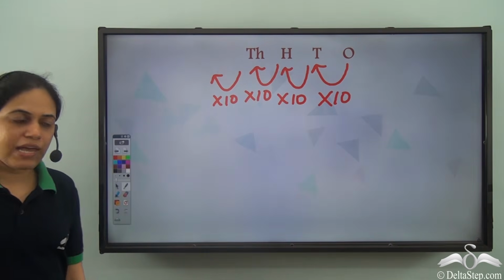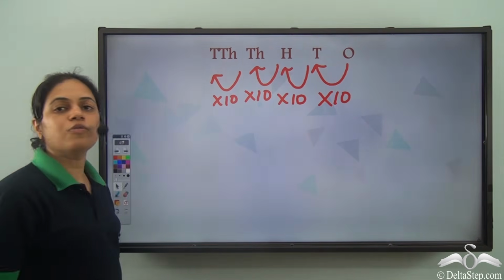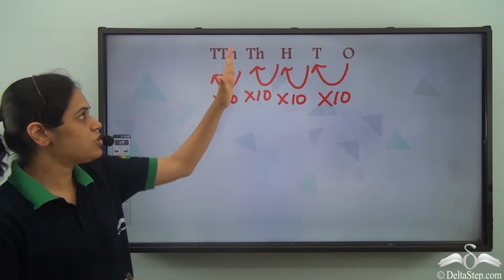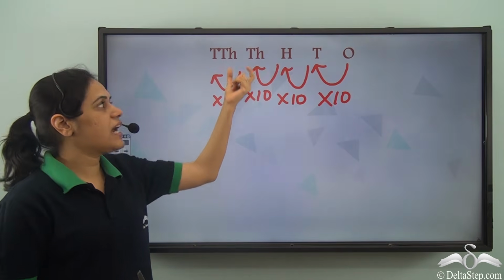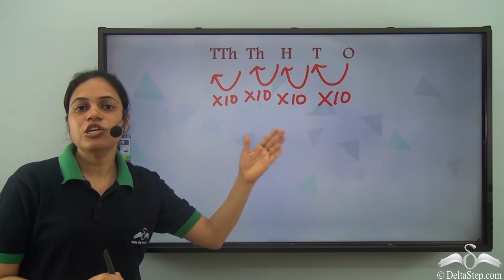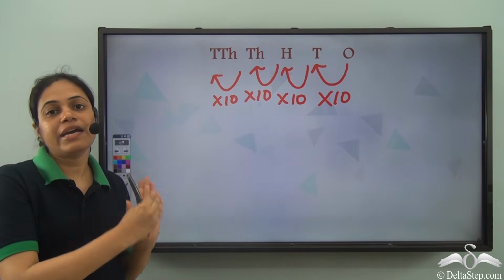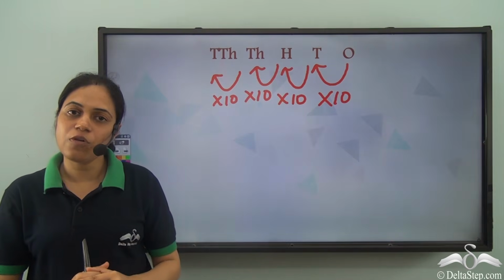I move to the left and I get the 10,000s place. So this is the 10,000s place. To the left of the thousands place, it is 10 times the thousands place. So as we move to the left, the place value gets multiplied by 10. And this is the 10,000s place.